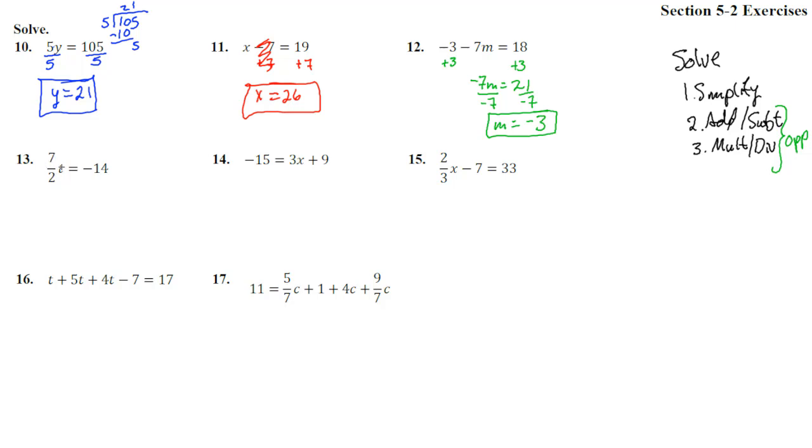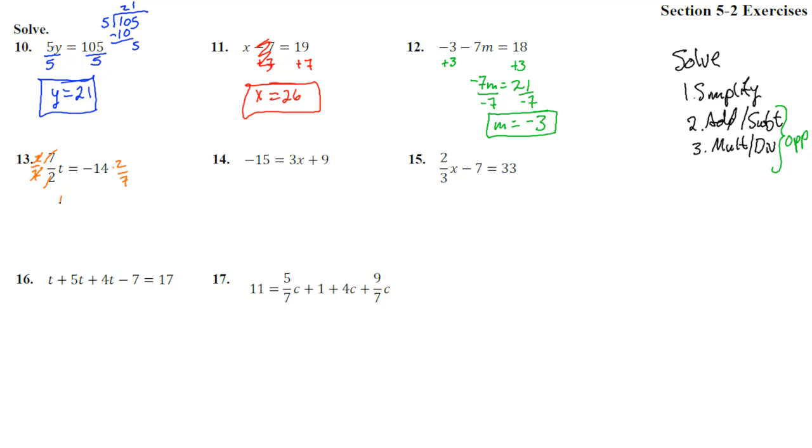Number 13. 7 halves times t equals negative 14. So we divide, because this is times, we divide by 7 halves. But you remember how to divide fractions? You times by 2/7. So watch this. Times by 2/7. 2's cancel. 7's cancel. Yeah, that's the multiplicative inverse.